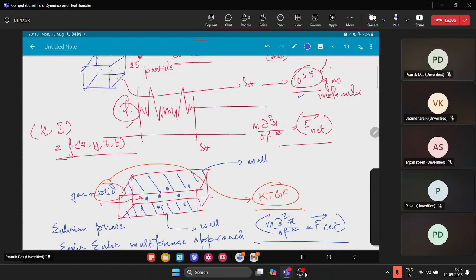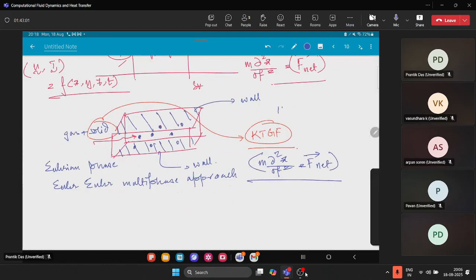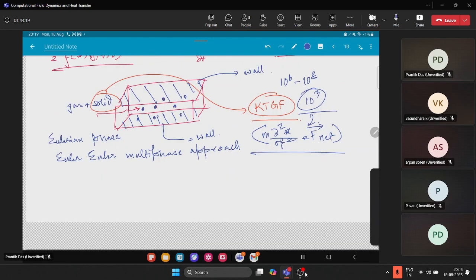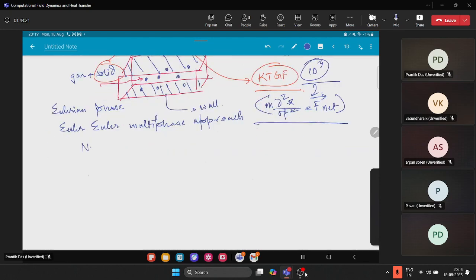it is not a possibility. If it's in the order of 10 to the power 6, or at maximum 10 to the power 8, that can be done by using high performance supercomputing. For example, if there are 1000 particles in the domain, 10 to the power 3, you have to solve 10 to the power 3 equations for the solid phase itself, whereas for the gas phase, you have to solve the Navier-Stokes equation plus the continuity equation.